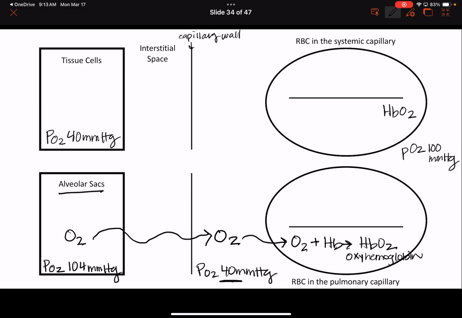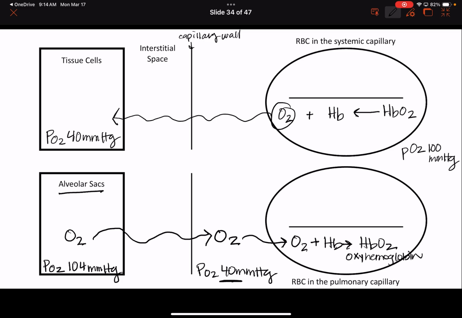We have oxyhemoglobin, but we're just going to break that up into hemoglobin by itself, which is going to be deoxyhemoglobin, plus some oxygen. And now we have oxygen all by itself, and we can take that oxygen and diffuse it over into our tissue cells. And that's how we deliver oxygen to the tissues. So is everyone okay with that movement of oxygen?